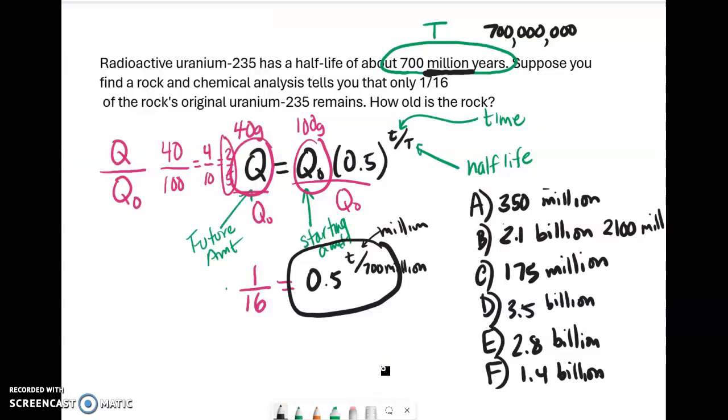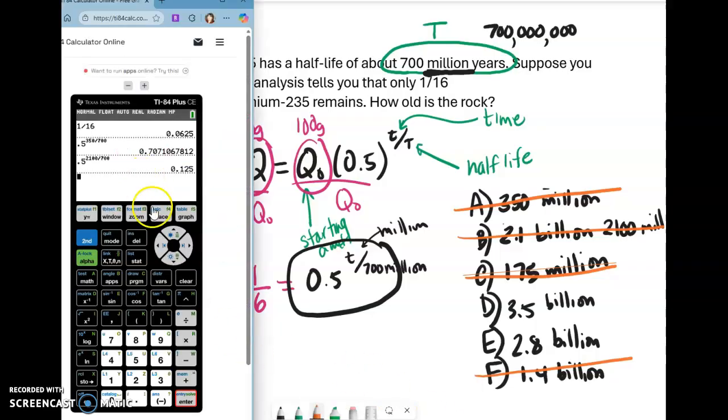So I'm going to exclude some of them. This one I'm going to exclude. This one is too small. We saw that this doesn't work, but it's somewhere around this. This is smaller than 2.1 billion, so that's going to be out. So let's try one of these. Let's try the 2.8 and see what we get. Second entry. Oh, 2.8. That's it. That matches the 1/16.